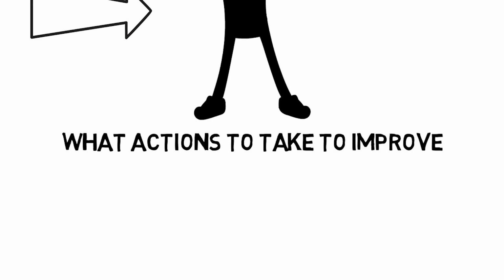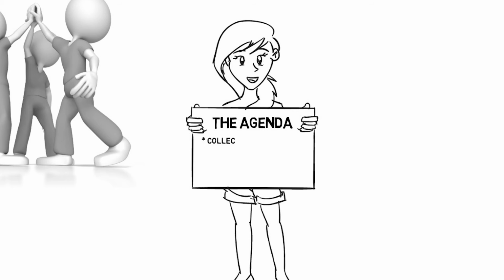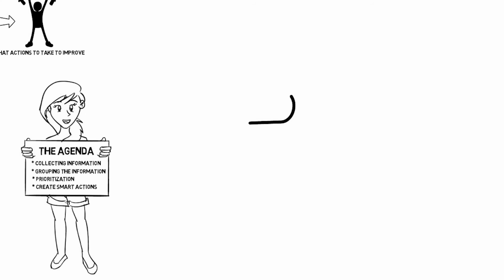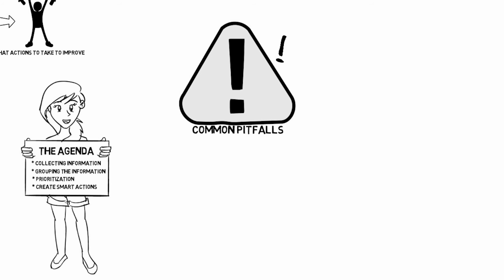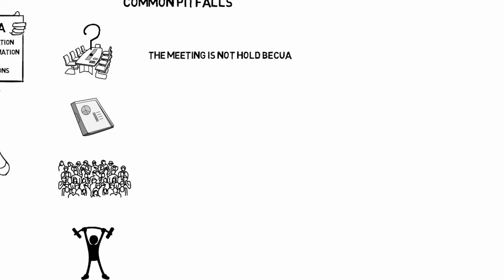So usually the agenda for this meeting can be that we start collecting all the information from all team members. We are grouping the information, and after we collect all the data, we prioritize which one is the most important and what we can achieve in that period of 2 weeks. When it's done, when we choose the 3 most important, for instance, we can start doing some actions on that and create smart actions. A common pitfall is that the meeting was not held because it's considered not important.